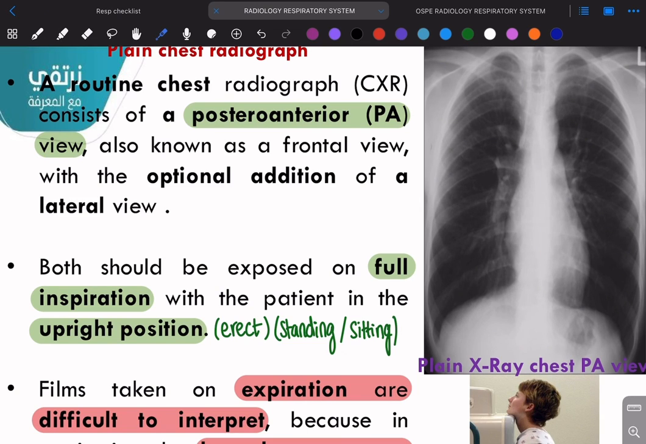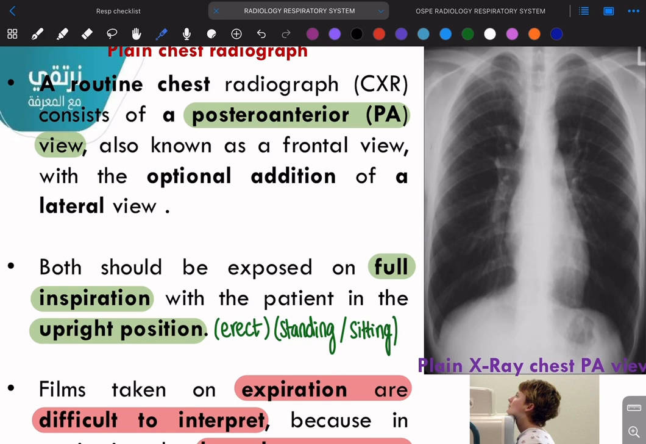How is this view taken? What's the position the patient must be in? The position is upright or erect. The patient has to be either standing or sitting down. The most important thing is that the patient has to be in an upright position, okay? And then the patient is asked to fully inspire air. Why do we ask the patient to fully inspire air? Because we want to capture the maximum area of the lungs, or we want to have the best view.